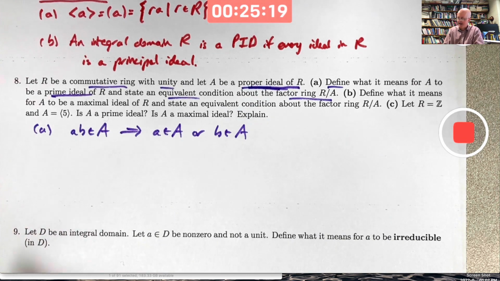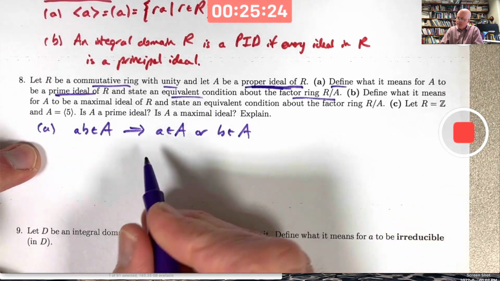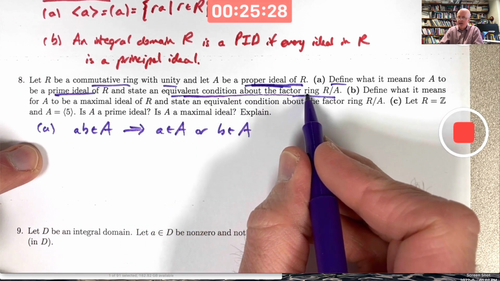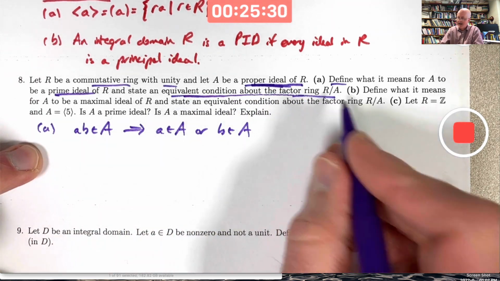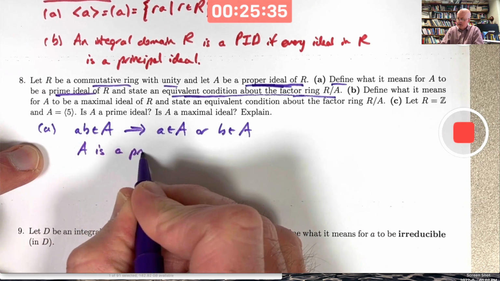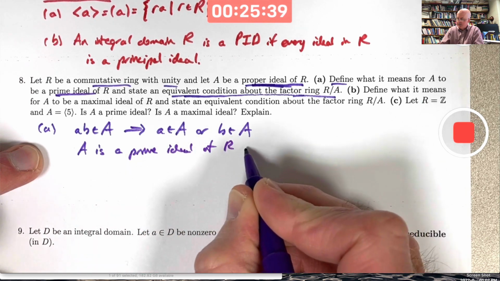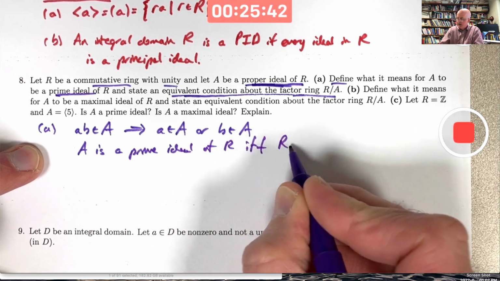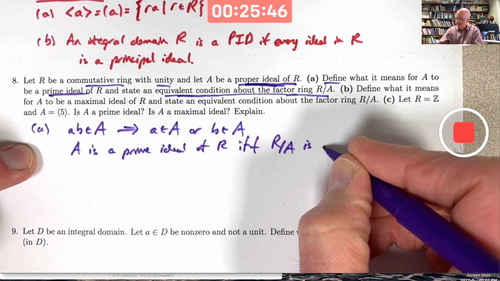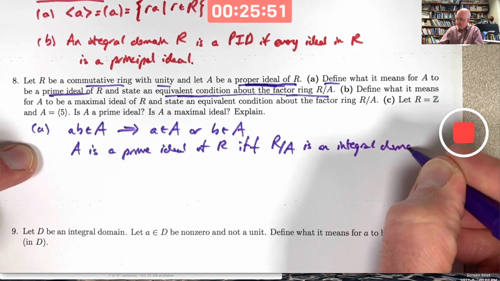How is this related to prime numbers? We'll come back to that in a little bit. In fact, we'll look at it in part C here. As far as the second part of part A, what's an equivalent condition about the factor ring, also called the quotient ring, R mod A? A is a prime ideal of R if and only if the factor ring R mod A is an integral domain. Turns out to be the answer.